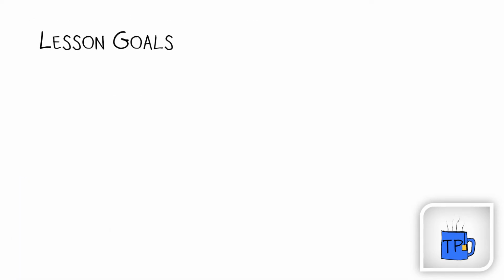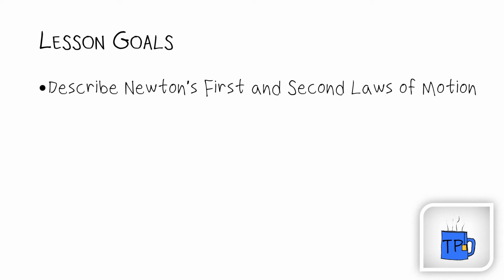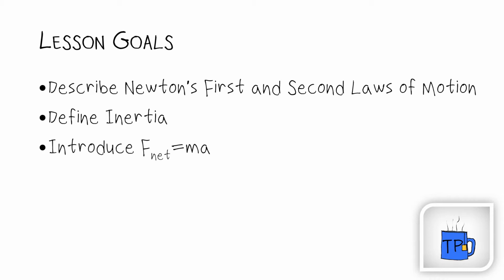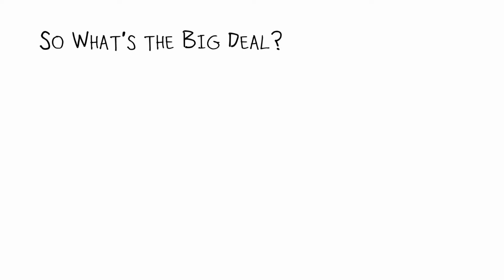The goals of today's lesson are going to include describing, of course, Newton's first and second laws of motion. In the process of doing so, you're also going to get a definition of inertia, and we're going to introduce probably one of the most important equations in your first year physics course, F net equals ma.